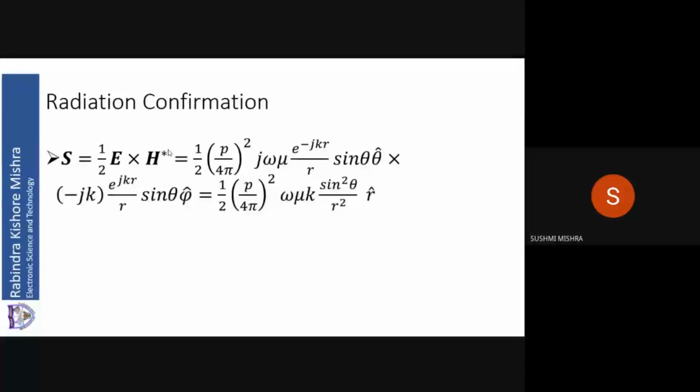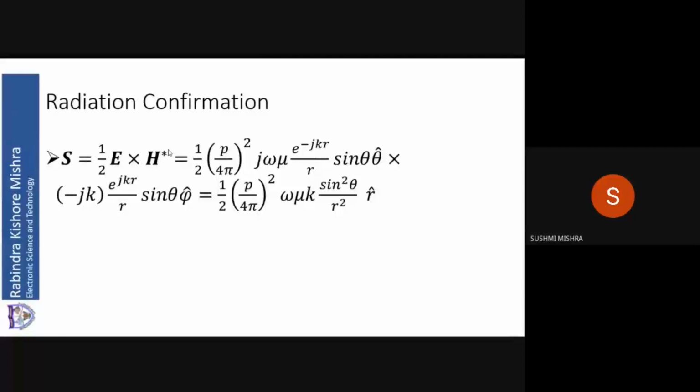The power density comes from the Poynting vector. So let me find out the Poynting vector for this. So S is equal to 1 upon 2, E cross H star. So 1 upon 2 remains as it is. Now I'll put the expressions for E and the expression for H star. So you can see that 1 by 2 is there, and p upon 4 pi is common in both the cases, so that becomes p by 4 pi whole square.